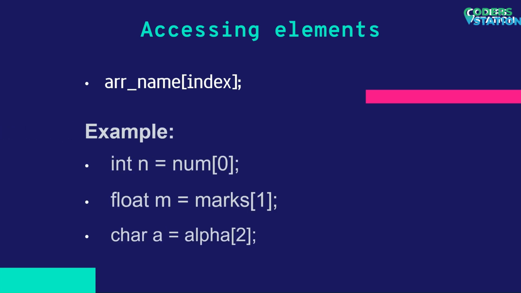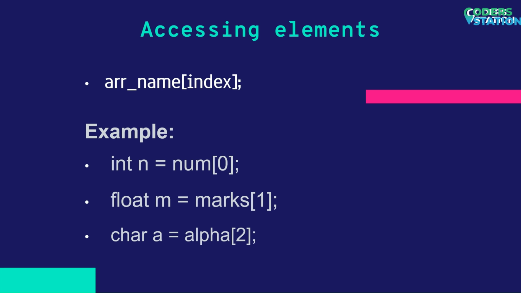In these examples, we are accessing the first element of the num array and storing it in an integer variable n, retrieving the value of the second element of the marks array and storing it in a float variable m, and accessing the third element of the alpha array and storing it in a character variable a. Here we have seen how to declare an array, how to modify an array, and how to access the elements of an array.